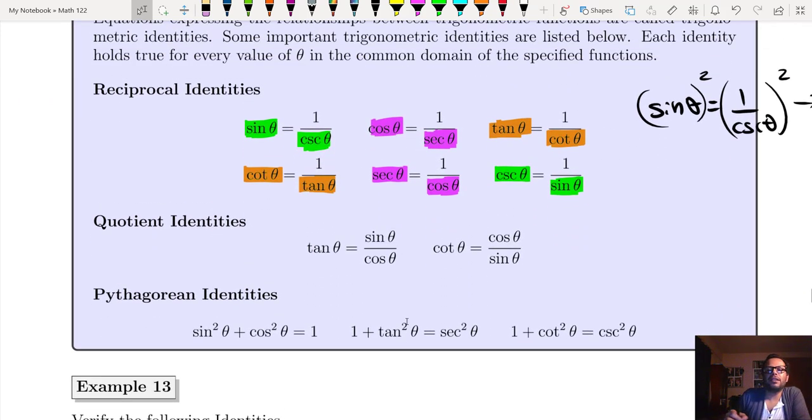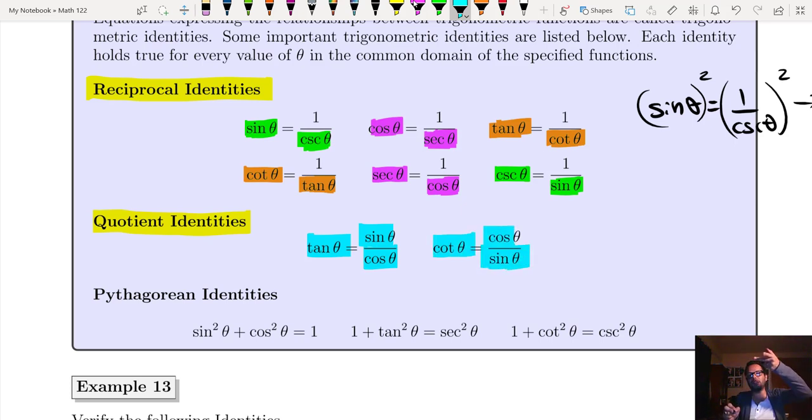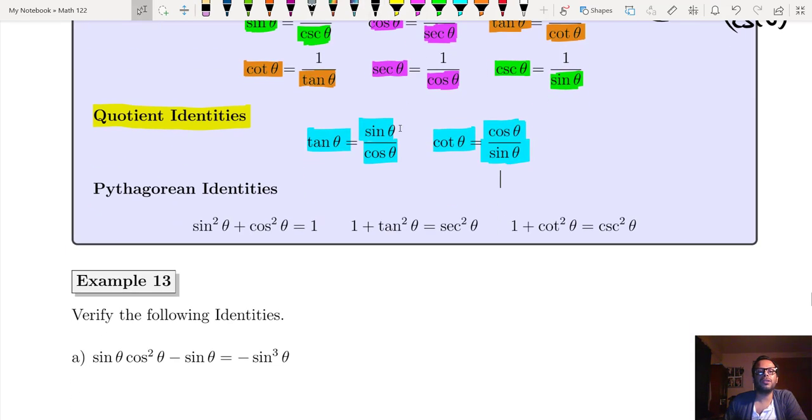Quotient identities, right? So the first group was called the group of the reciprocal identities. So the quotient identities, the ones that we already looked at, actually, this is tangent equals sine over cosine, right? So cotangent is the reciprocal, right? Sine over cosine, its reciprocal is cosine over sine. And the most important ones that we need to keep in mind, right? The Pythagorean identities, right? Because they come from the Pythagorean theorem, if you will, right?